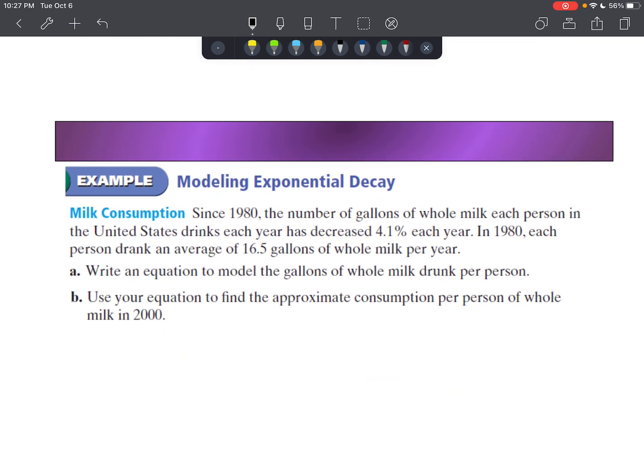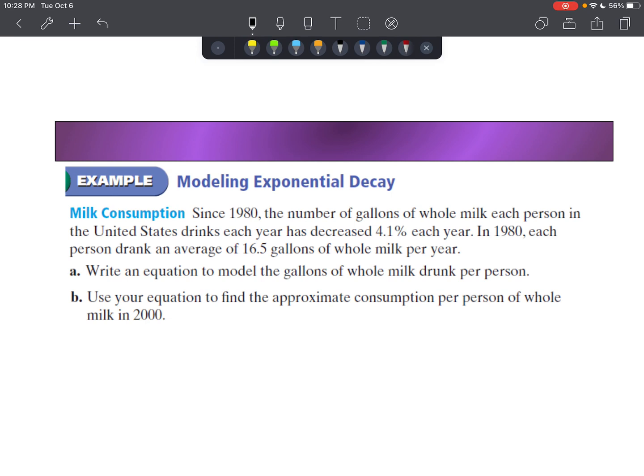Milk consumption. Since 1980, the number of gallons of whole milk each person in the United States drinks each year has decreased 4.1% each year. In 1980, each person drank an average of 16.5 gallons of whole milk per year. Write an equation to model the gallons of whole milk drunk per person. And then we're going to use that equation to find the approximate consumption per person of whole milk in 2000.